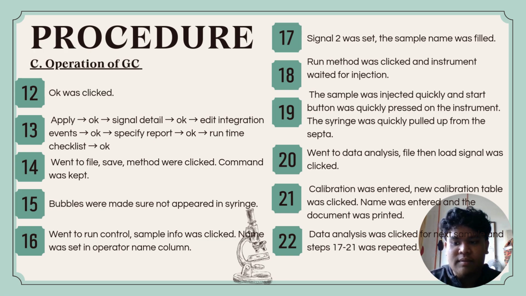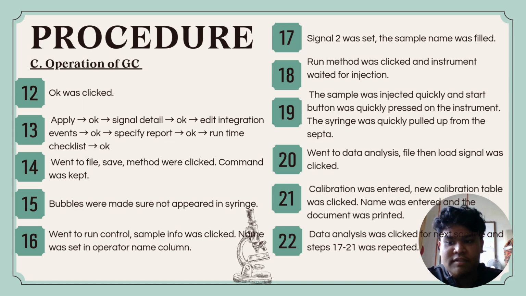stored properly. Before injection, the syringe is checked carefully to make sure there are no air bubbles present. Then the Run control window is opened and the sample information is entered, including the operator name. Signal 2 is selected and the sample name is filled in accordingly. Once the instrument is ready, the run method is clicked and the instrument waits for injection.